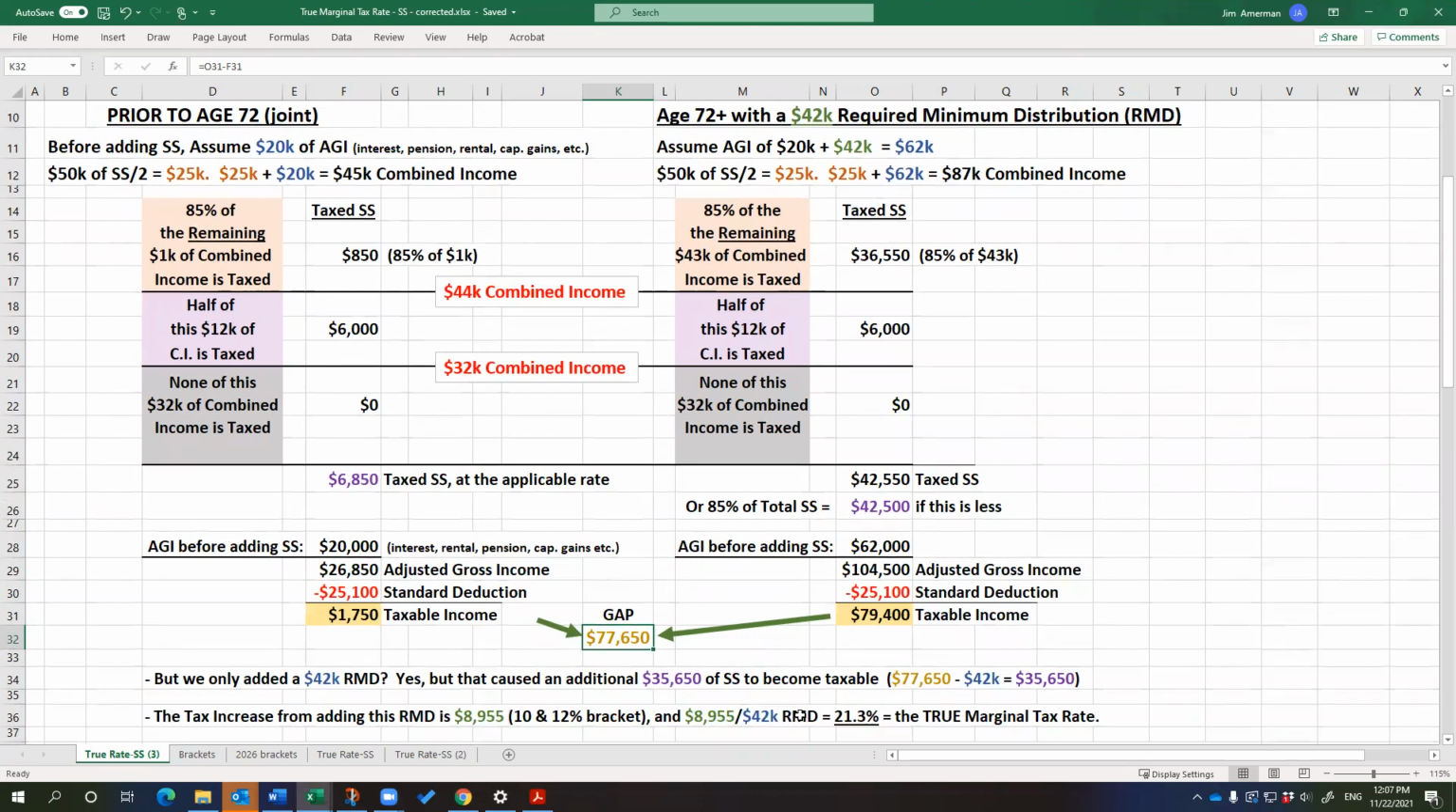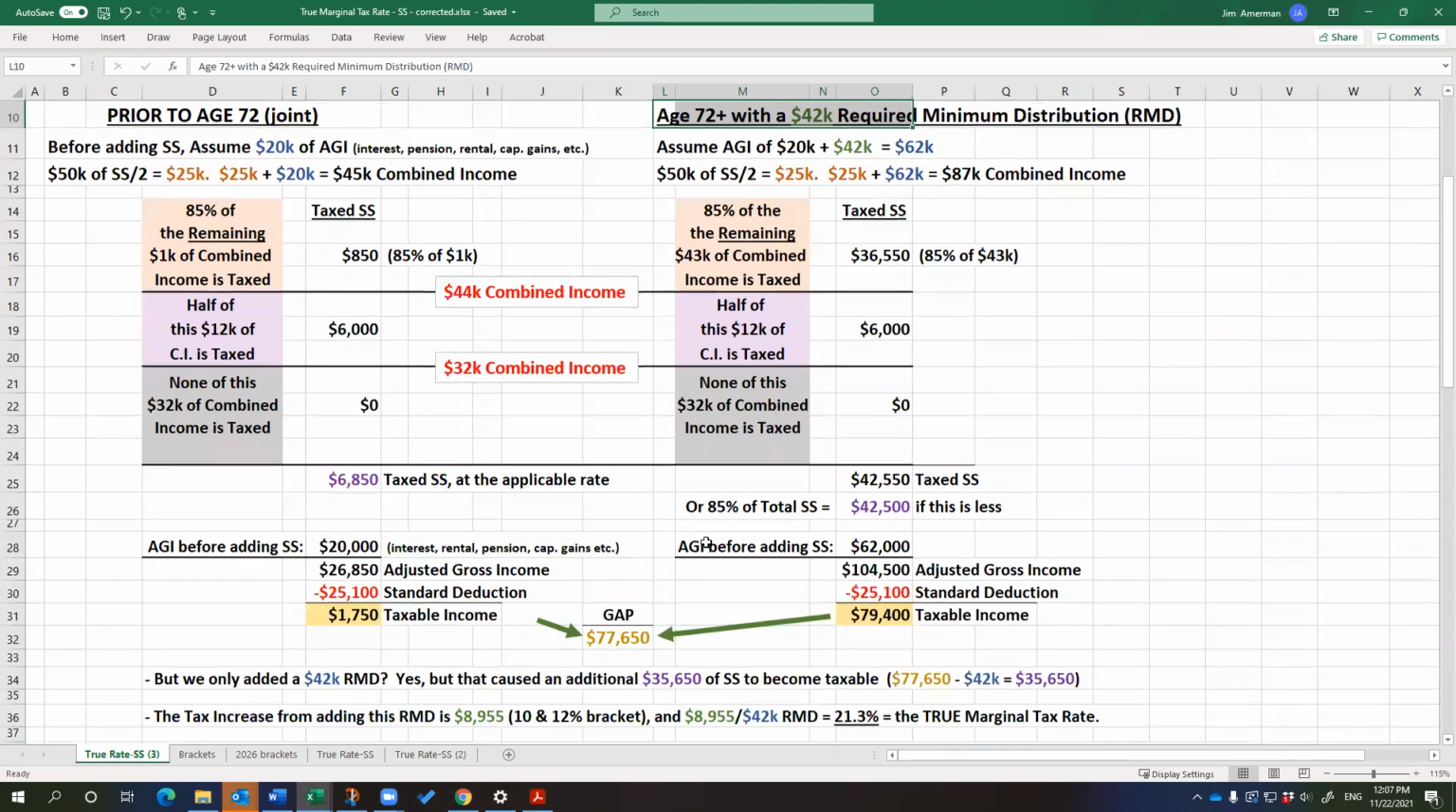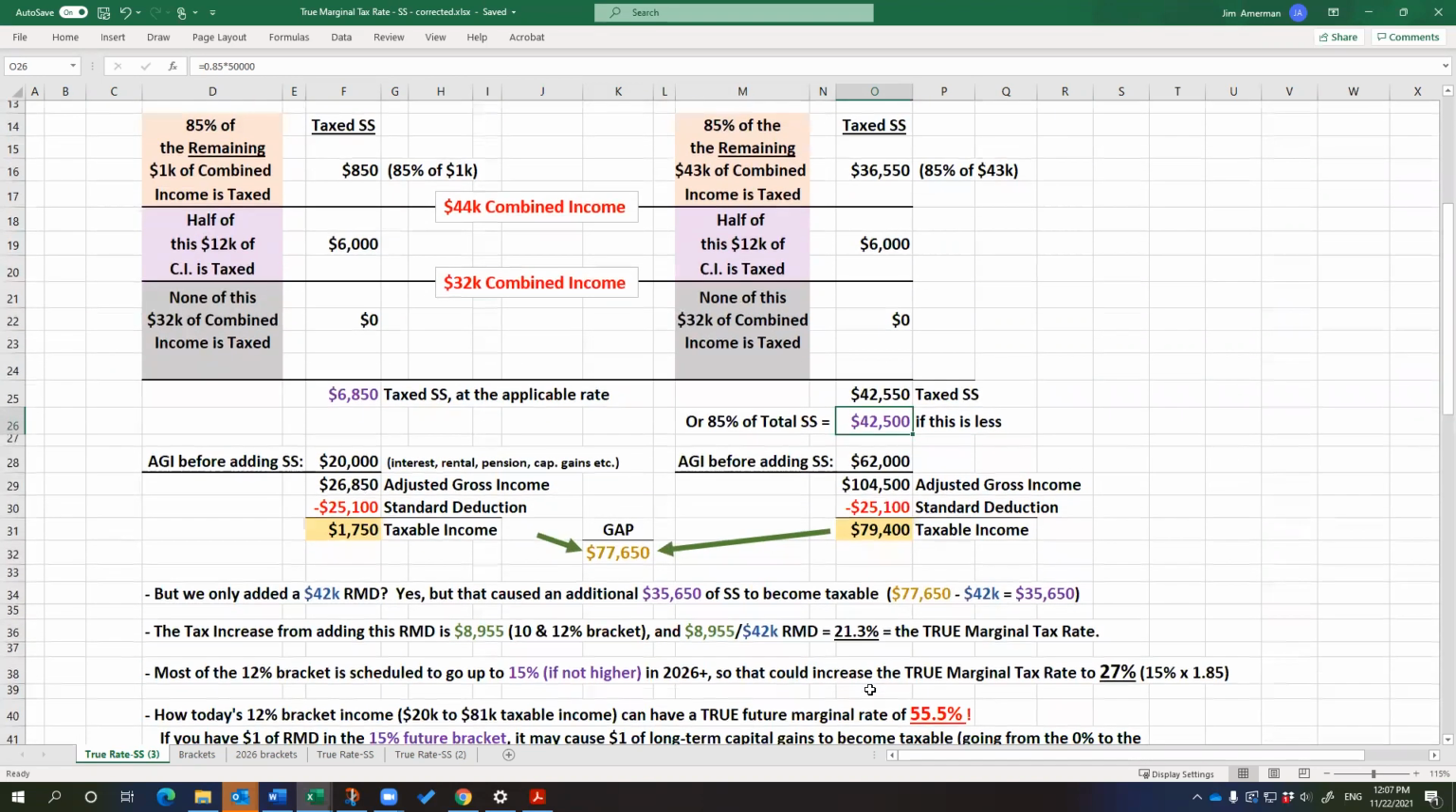That's a large gap, and it's much larger than the amount of income that was added in this scenario on the right. It's only 42,000 of income added, but it created 77,000 of taxable income increase. So the reason for that is the Social Security. More of it is taxable. It went from 6,850 to 42,500. So that's a 35,650 increase.